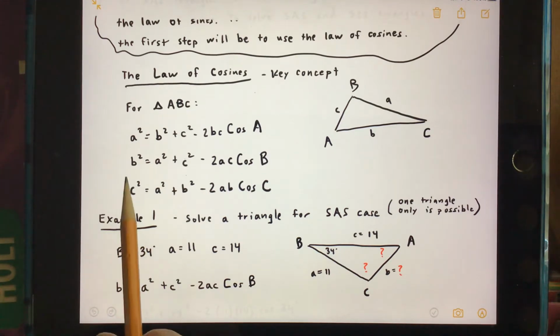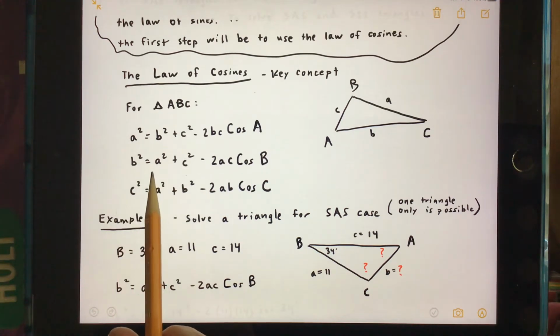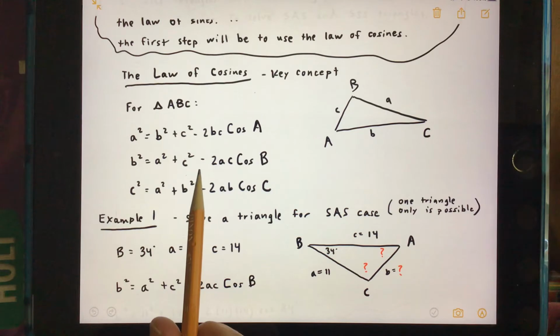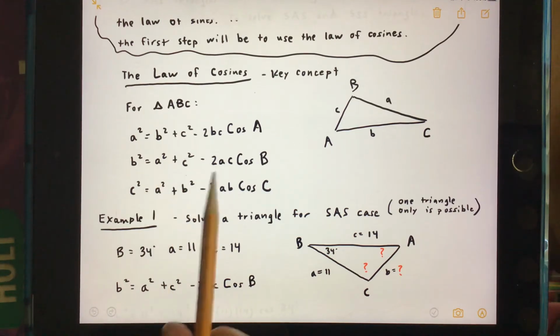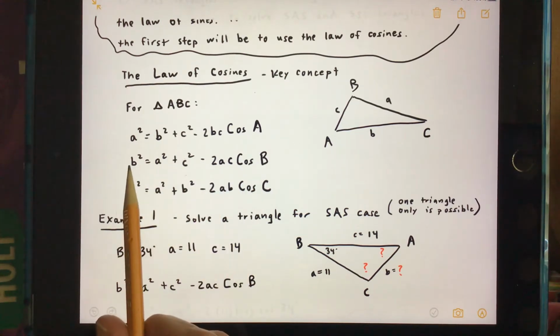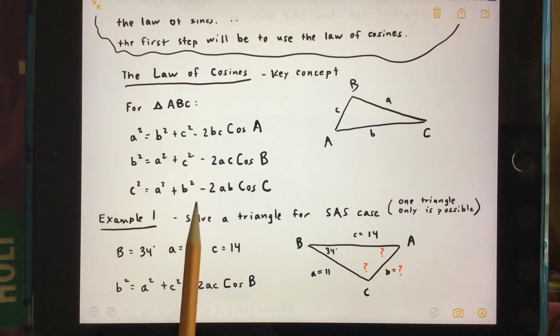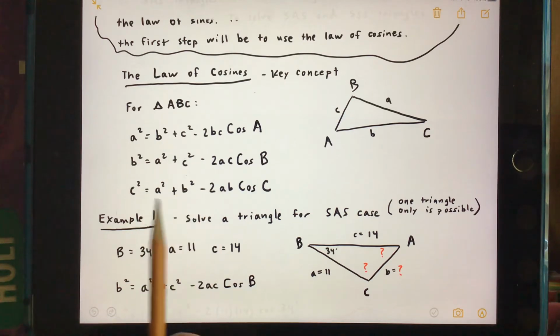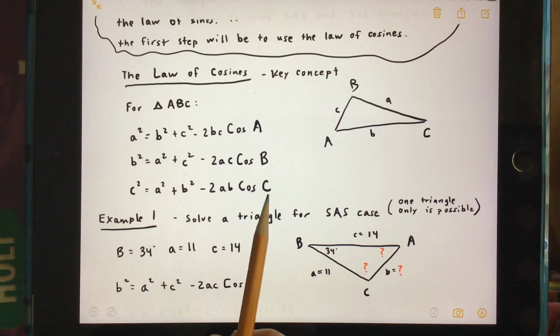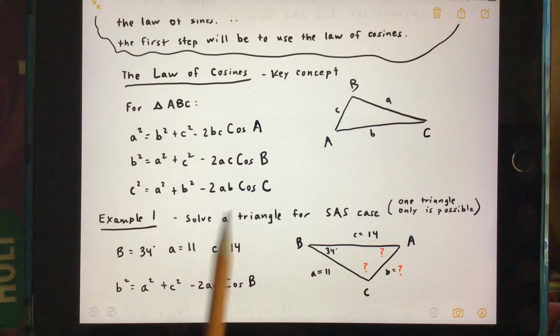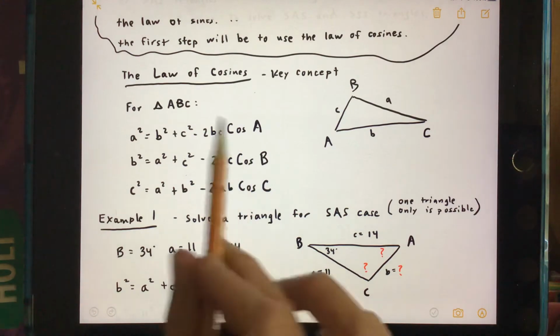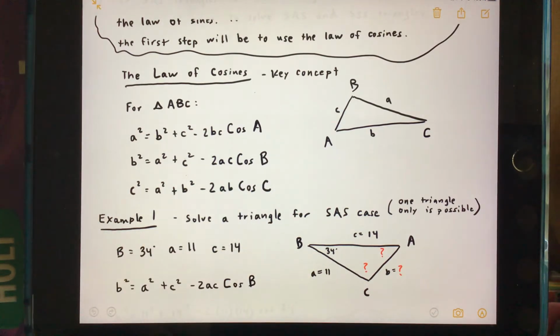All right, so b squared then will be equal to the other two letters squared and added, a squared plus c squared, minus 2 times ac, the same two letters, times the cosine of B, which matches this B. Finally, c squared is equal to the other two letters, a squared plus b squared, added and squared, minus twice the same two letters, a times b, times the cosine of C, which matches this C. You can always refer back to this, because it'll take a little bit of time for that really to stick in your brain. So there's your reference for how the law of cosines works.